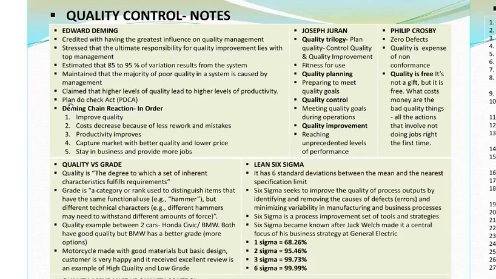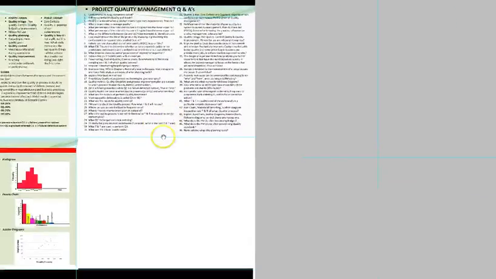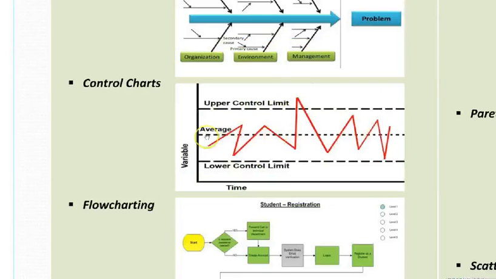The next question is, standard deviation is the measurement of a range around the mean. Again, is this true or false? Again, the answer over here is true. It is the measurement around the mean. So over here you have the mean, which is the average, and the upper control limit and the lower control limit. And standard deviation is from the mean.